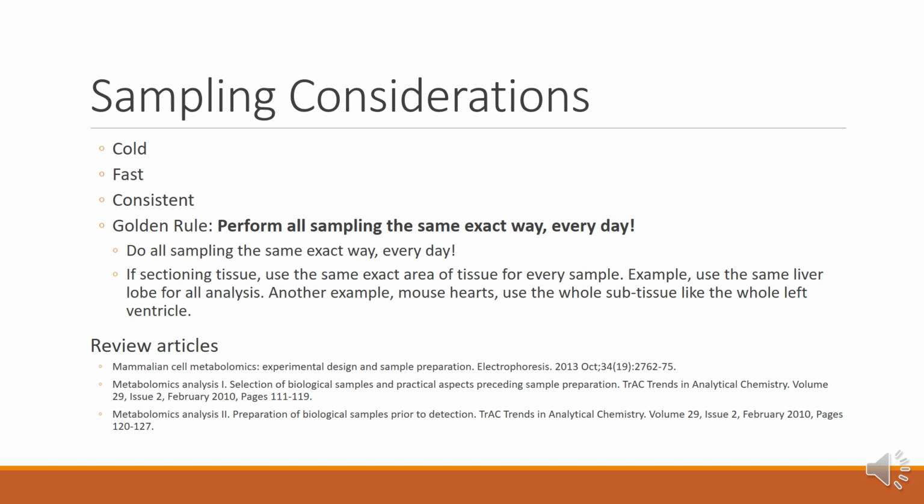I do realize that preparing samples by quickly quenching metabolism can be difficult, and this leads me to the most important rule for sample preparation. Do all sampling the same exact way every day. If sectioning tissue, be consistent, use the same area of tissue. For example, use the same lobe of liver for all samples. Below are several review articles covering these sampling processes.